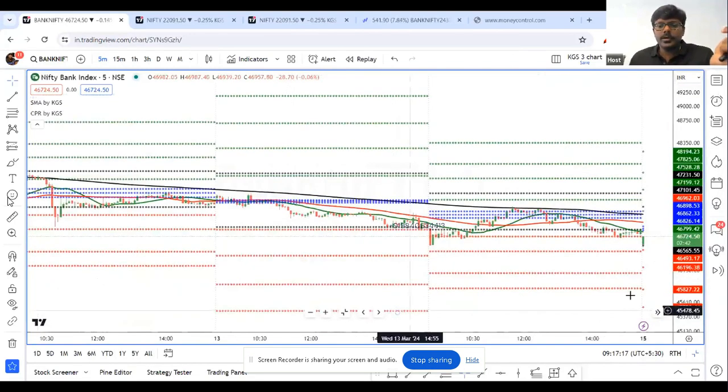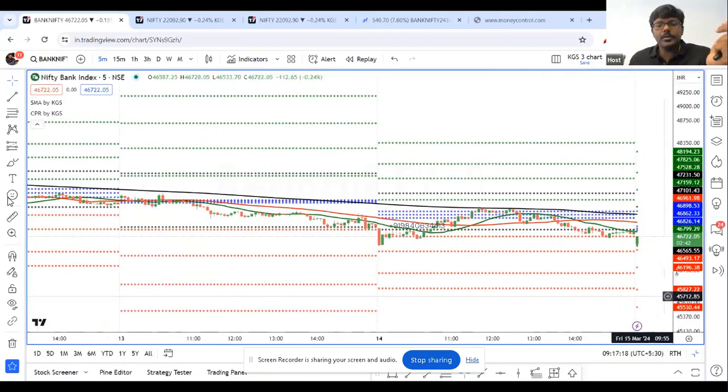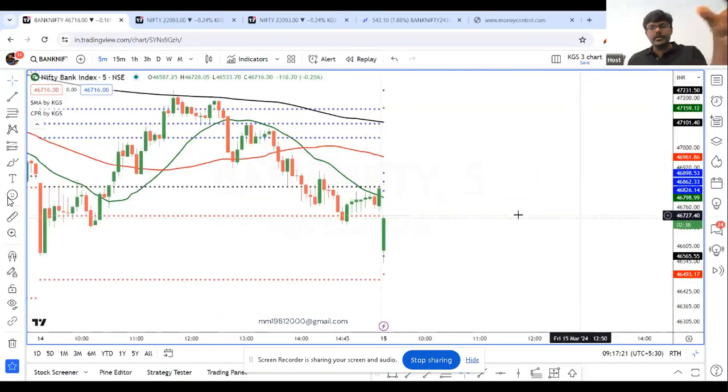I hope you're all clear with the gap up, gap down market and how you have to tackle that. Don't jump into the trade immediately.